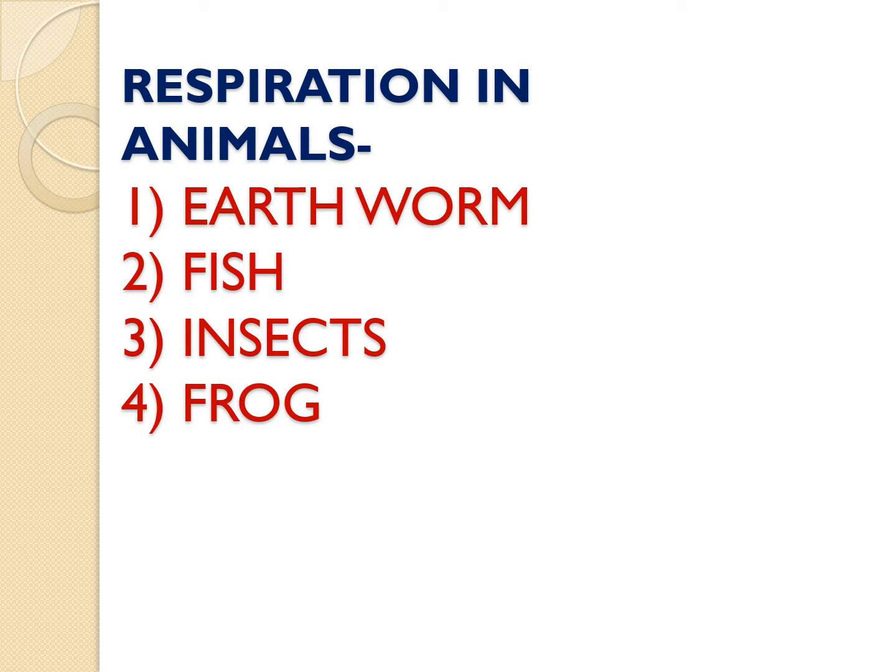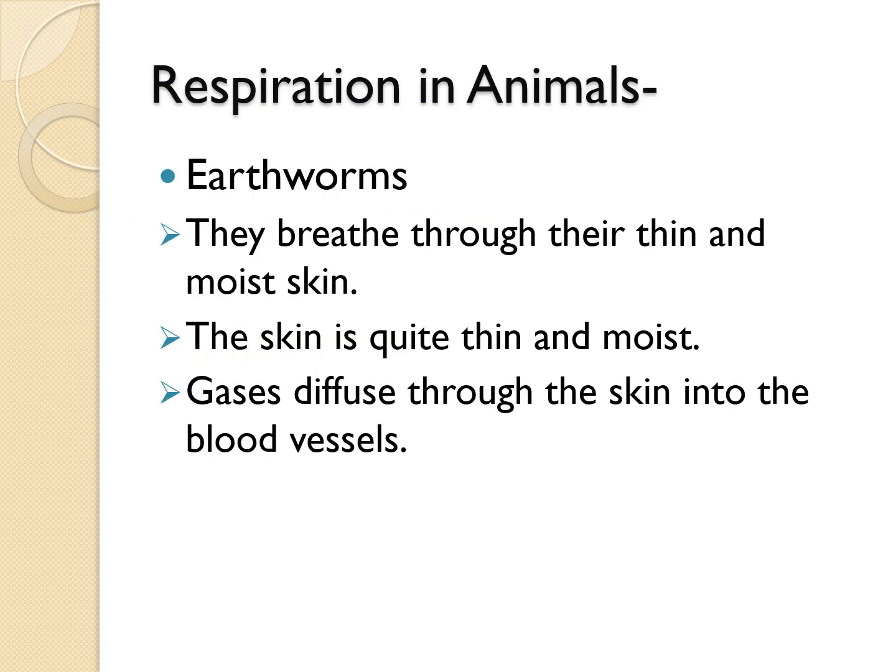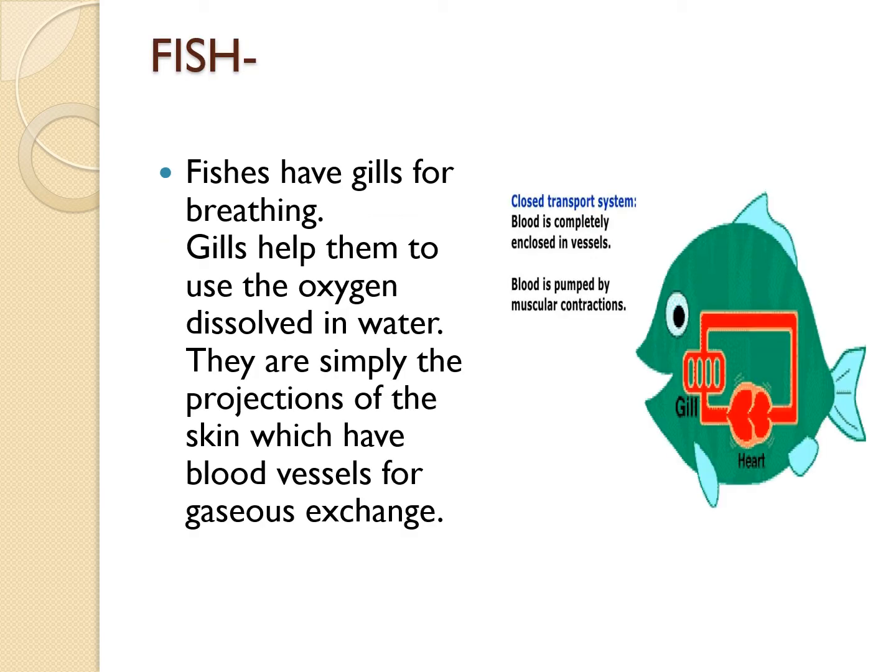So first of all, we will take the case of respiration in animals and we will study about the respiration in earthworm, fish, insects and frog. So the first is the earthworm. The respiration in earthworm occurs through their thin and moist skin, and the gaseous diffusion occurs through the skin only into the blood vessels. So for the case of earthworm, we can simply say that the respiration occurs through their thin and moist skin.